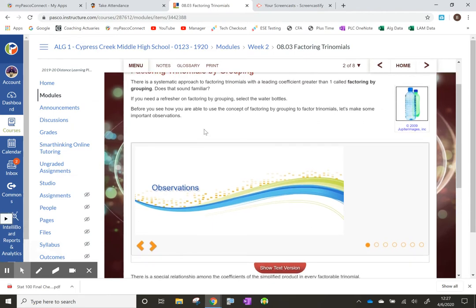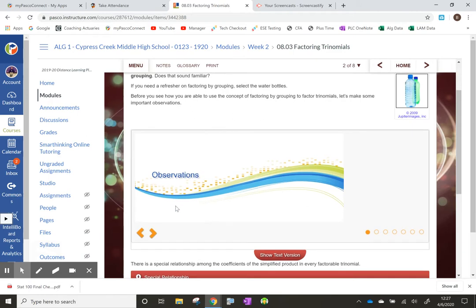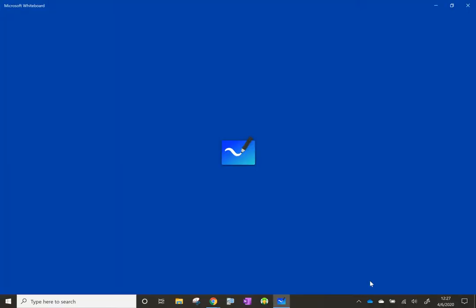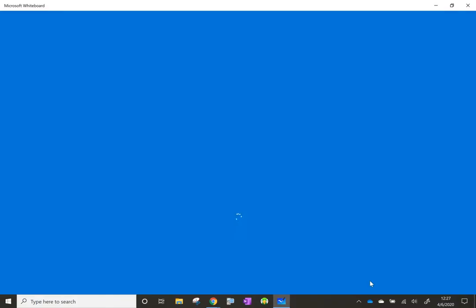Before you see how you are able to use this concept of factoring by grouping to factor trinomials, let's make some important observations. Take a moment to multiply these two binomials on your paper. Okay, let me take my paper out. My paper is over here. Whiteboard. Okay, so we have 2x plus 4.